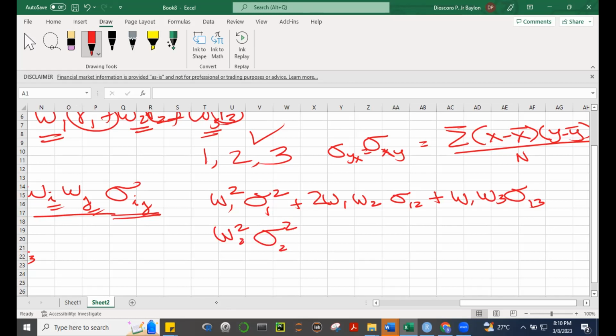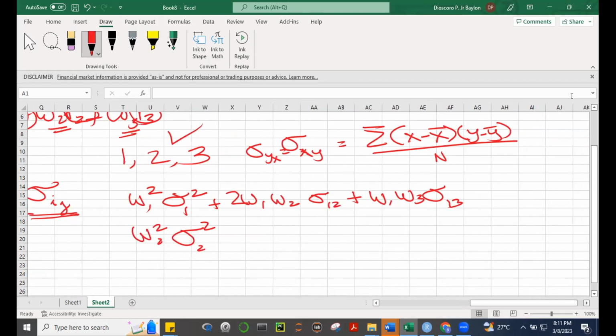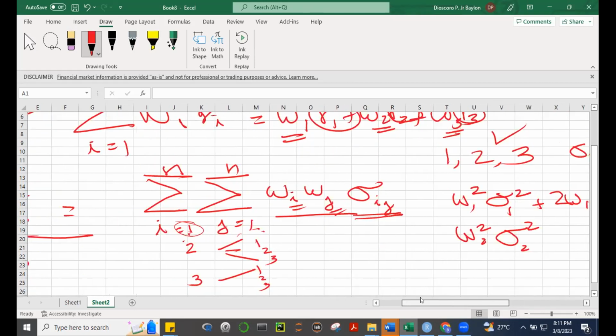Now how about 2, 3? 2, 3 will now be what? So that would be W2, W3. And we don't have it here, so we're going to put it here, plus W2, W3, covariance of 2, 3. Okay. So that's your third pair for i is equal to 2. And then last, for i is equal to 3.